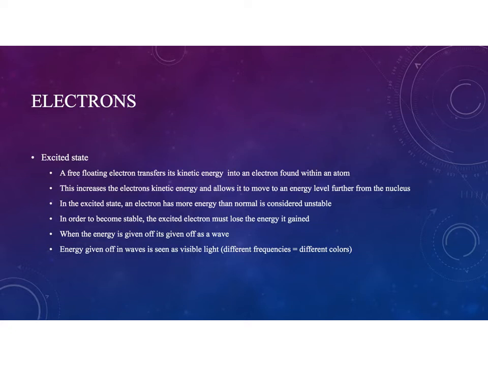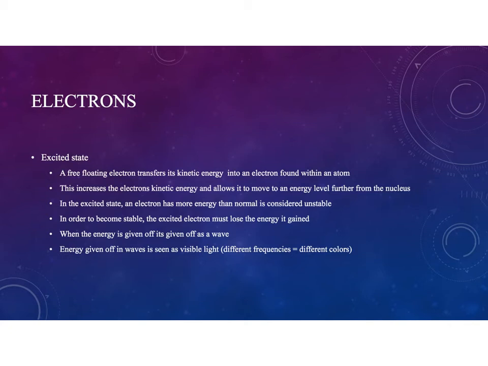In an excited state, an electron has more energy than normal and is considered unstable. So the atom isn't usually considered unstable, it's just the electron. But sometimes you'll hear it used coterminally. In order to become stable, the excited electron must lose the energy it gained. So therefore, to return back to its normal energy level, the electron has to get rid of that energy. And the energy is given off as a wave, and this wave is perceived as visible light. So when an electron is returning back to its ground state, basically what it's called is its original state, it will emit light.